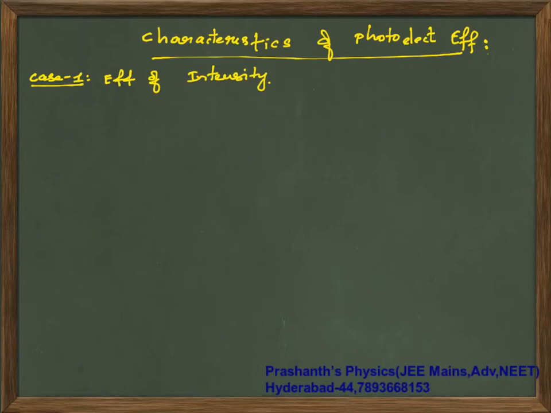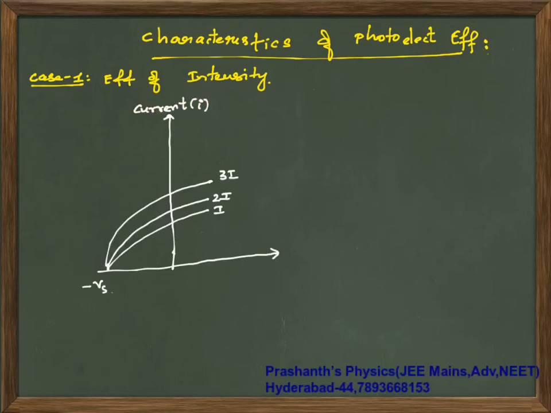All right, now let us look at the different graphs that we have. Now the current versus potential graph, the stopping potential graph, I am trying to draw it. Every graph is directly from the photoelectric effect equation only. How that is the case, let me tell you. Your current is directly proportional to intensity, that you know anyhow.